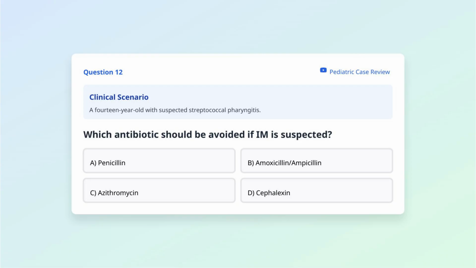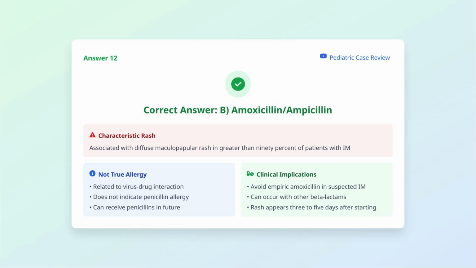A 14-year-old presents with suspected streptococcal pharyngitis. Which antibiotic should be avoided if infectious mononucleosis is suspected? Is it A, penicillin, B, amoxicillin or ampicillin, C, azithromycin, or D, cephalexin? Understanding medication contraindications is crucial when managing patients who may have infectious mononucleosis, as certain antibiotics can cause characteristic reactions in these patients. The correct answer is B, amoxicillin or ampicillin.